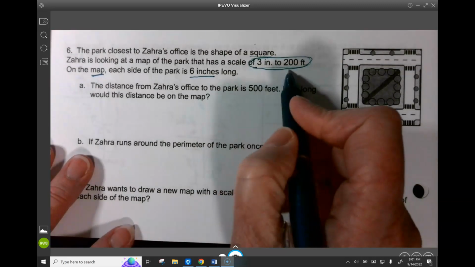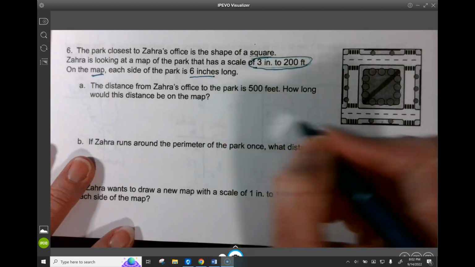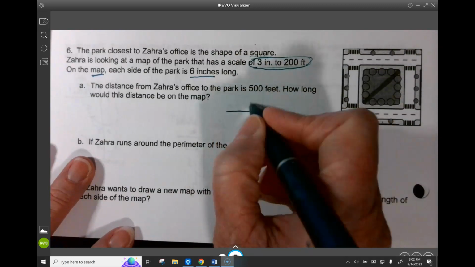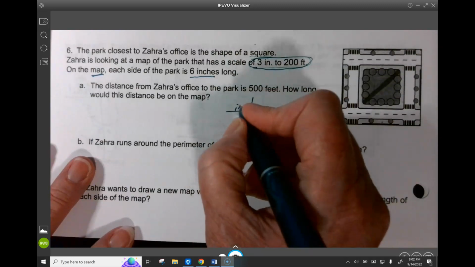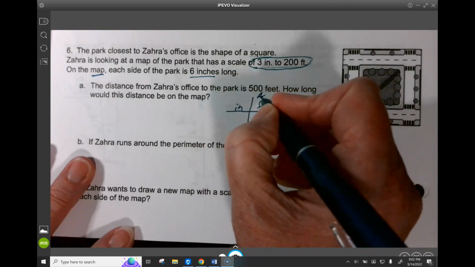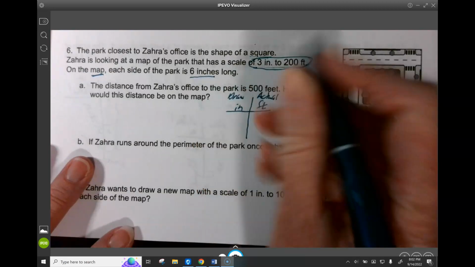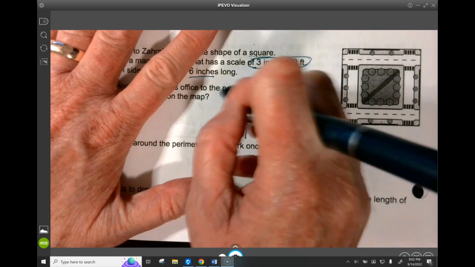Again, we have a couple options on how we can approach this. One great way is to look at a table. Okay, so here we go. I have inches and I have feet. I like to also put up, this is the actual, this is the drawing or the map. I'm going to put map here since it is a map.